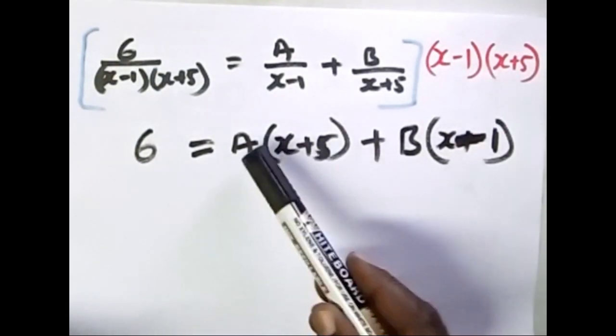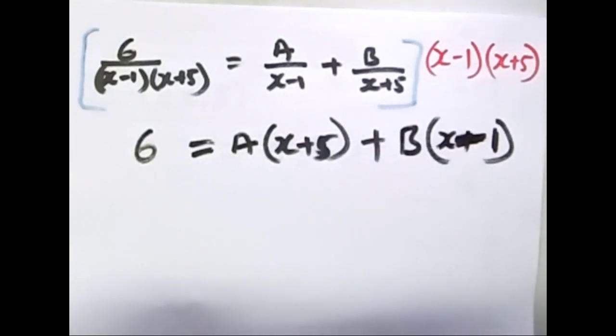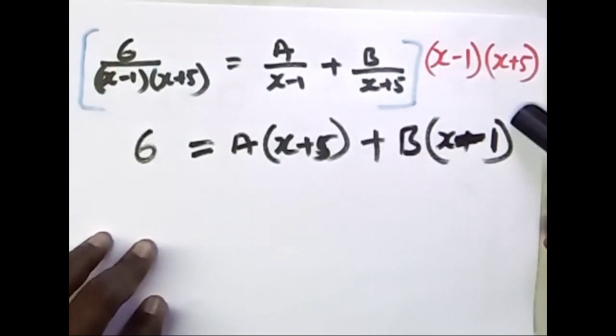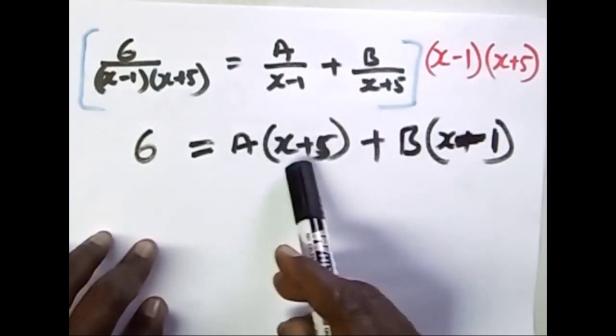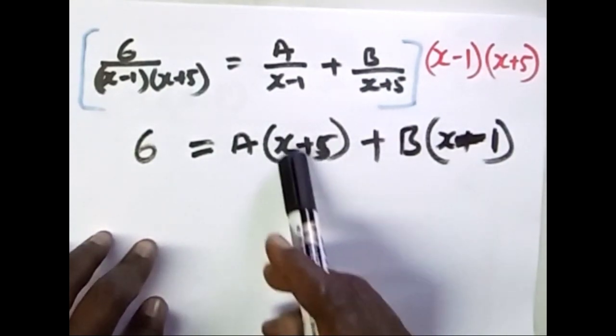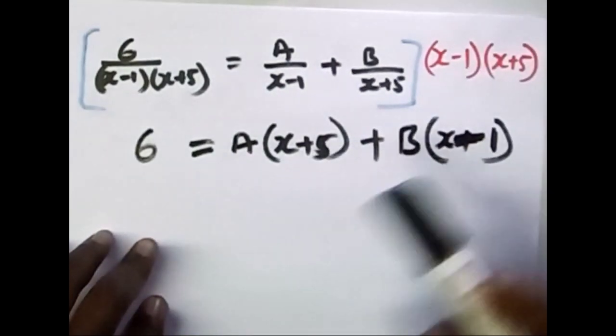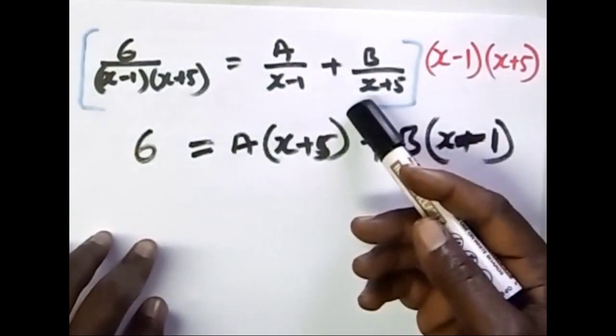So at this point, there are a number of options open to me. I want to get the value of a and b. So one of the things I can do is to eliminate one of the variables. How do I eliminate one of the variables? Supposing I make x equal to minus 5, what do you think will happen to this expression? Minus 5 plus 5 is 0. So that would have eliminated a.